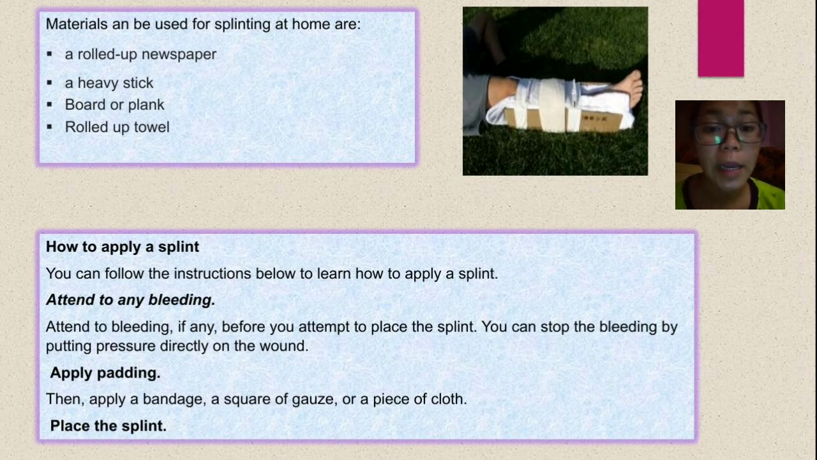So how to apply a splint. You can follow the instructions below to learn how to apply a splint. First, attend to any bleeding before you attempt to place the splint. You can stop the bleeding by putting pressure directly on the wound. Then apply padding. Then apply a bandage, a square of gauze, or a piece of cloth. Then lastly, place the splint.